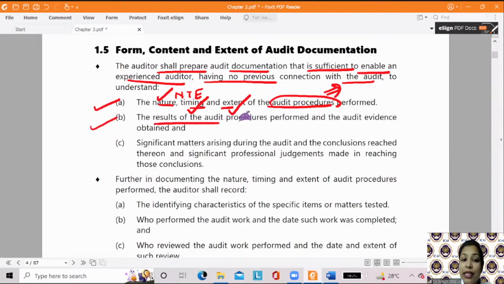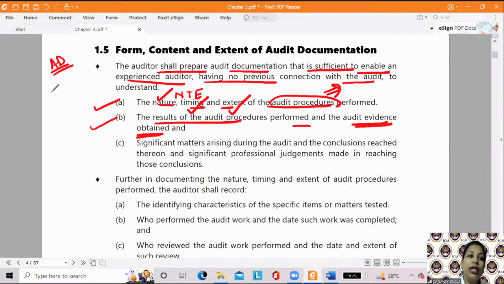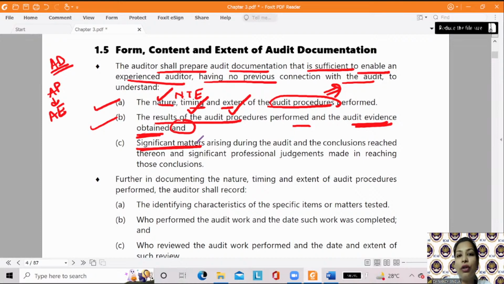Then the results of the audit procedures performed and the audit evidence obtained. What is the definition of audit documentation? Audit procedures performed and relevant audit evidence obtained. So the experienced auditor having no previous connection with the audit should be able to understand what audit evidence was obtained and the significant matters arising during the course of the audit.